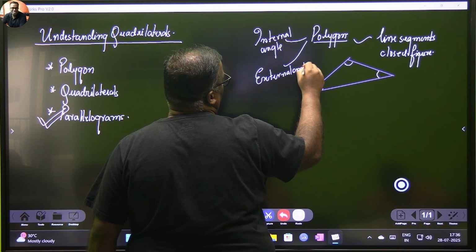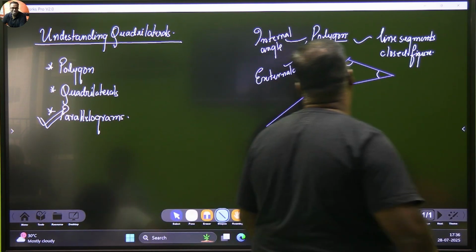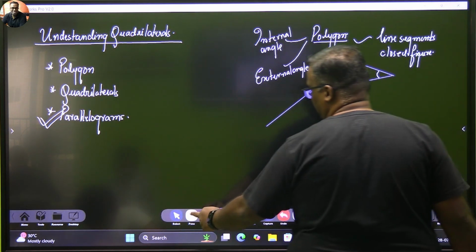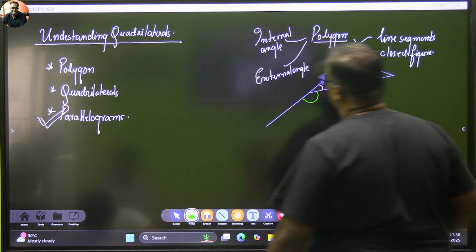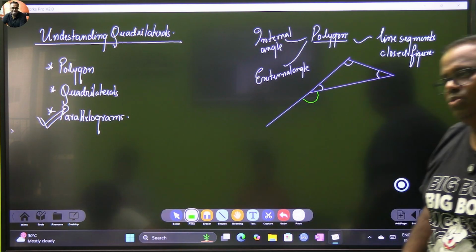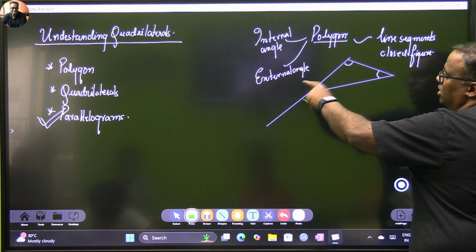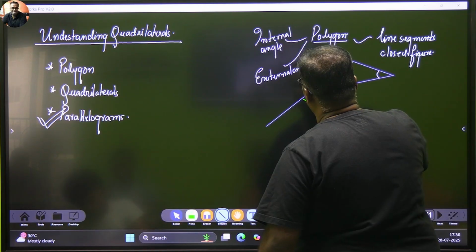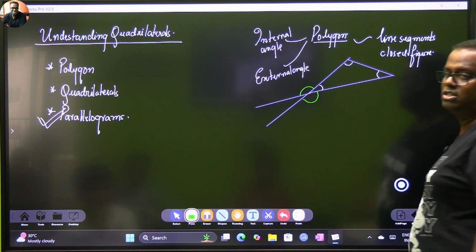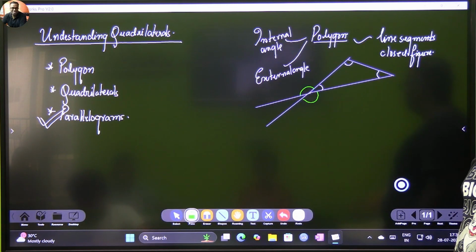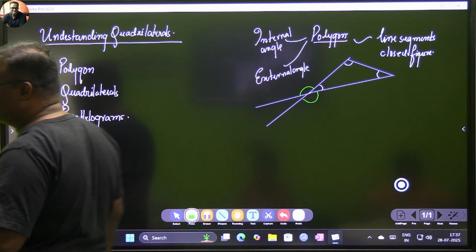Now let me have a look at the external angle. If I extend this arm, then there will be an angle formation out here, where between the extended part and this side is an external angle. Have you understood? Similarly, you could have kept this arm extended, and on this side also there can be an external angle. These are called external angles of a polygon. Have we understood? Okay.